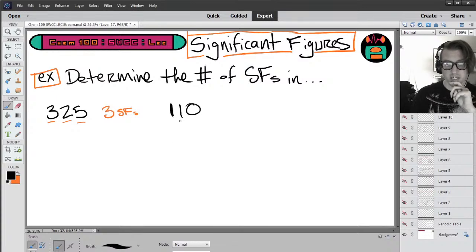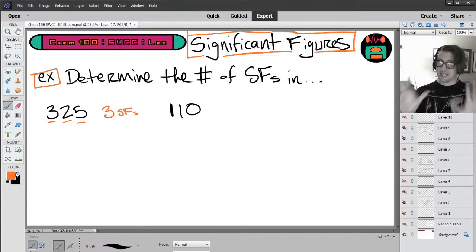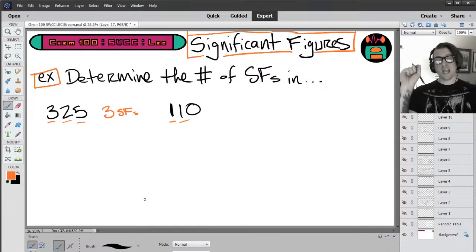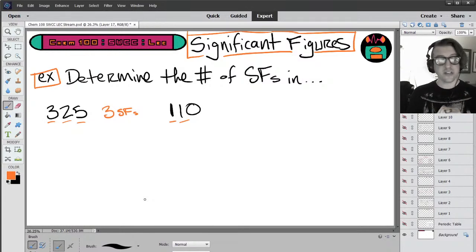All right. How about 110? The first thing you do whenever you're assessing how many significant digits are in a number, you automatically know that your non-zero digits are significant. So we have at least 2. Next, we have to determine, are these zeros significant? Well, if it's in between 2 significant digits, it is, and this 0 is not. If it's at the end of the number and to the right of the decimal, it's significant. This 0 is at the end of the number, but it's not to the right of the decimal, so it is not significant. 110 has 2 sig figs.